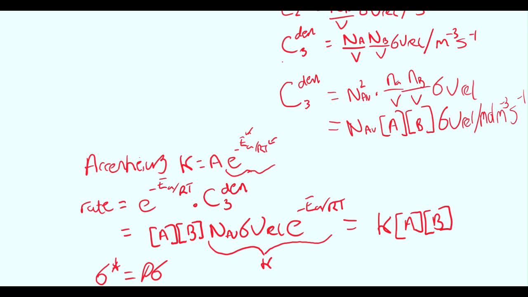I hope this has helped clear up how we can go from a collision theory of gases to deriving a chemical rate equation.